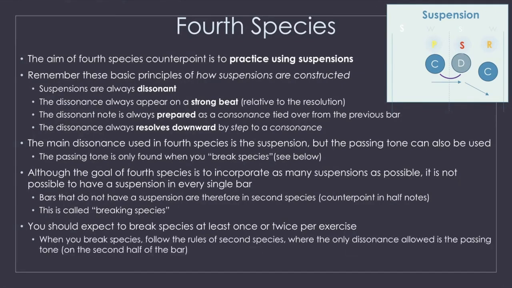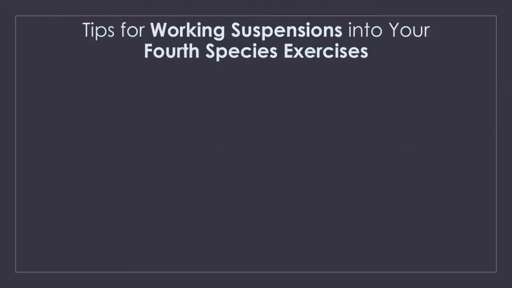When you break species, follow the rules of second species, where the only dissonance allowed is the passing tone. And that passing tone is on the second half of the bar, and I just want to point out, therefore, that suspensions are dissonances, and passing tones are dissonances. Suspensions always occur on the strong beat of the bar, and passing tones have to occur on the weak beat of the bar. Other options that you could do in the second half of the bar, since we're reverting to second species, is to include a consonant leap or a consonant passing tone.